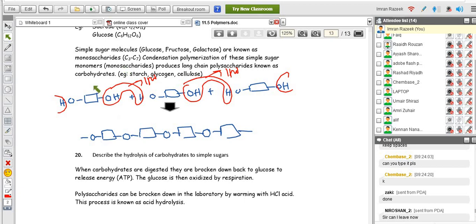Please copy the structure. So simply the OH of one molecule goes with the H of the other molecule. This is not an ester linkage, this is just the oxygen which links the two monosaccharides together. Please copy this.